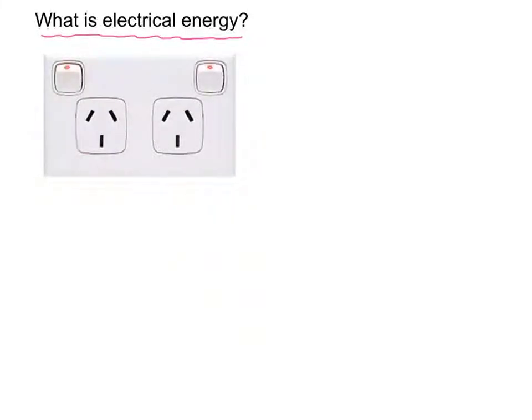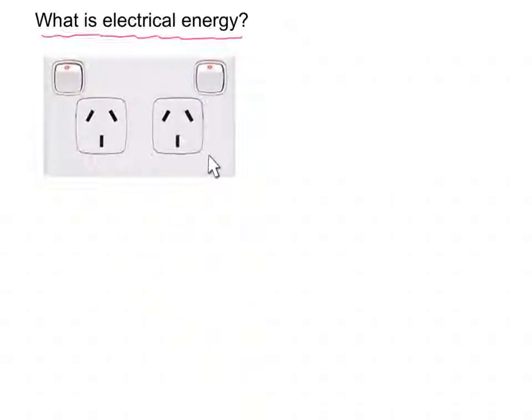Okay, so first of all, what is electrical energy? Electrical energy is probably one of the most useful forms of energy we have. So remember, energy is the ability to do work. It allows us to do things. And we use electrical energy a lot because all around our house we have things like power points. Electrical energy is really useful because it can be easily changed or transformed to other types of energy.